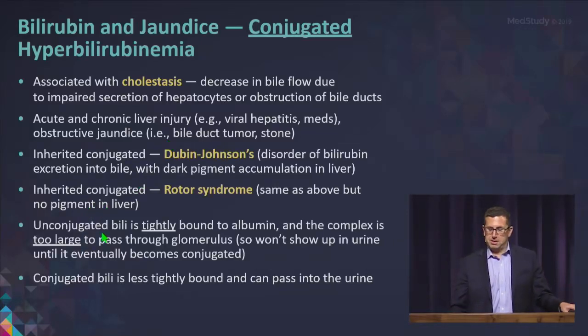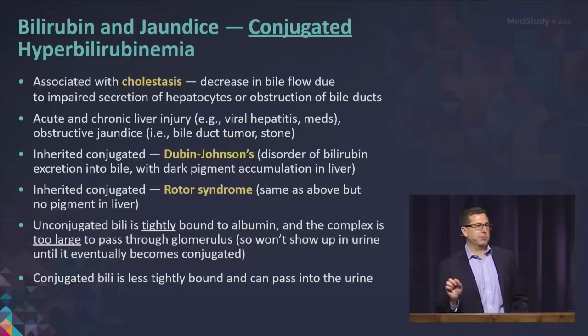Another point is that unconjugated bilirubin is tightly bound to albumin, and this complex cannot pass through the glomerulus, so it won't show up in your urine until you have conjugated bilirubin. So if you see bilirubin on your urinalysis, it's from conjugated bilirubin, not unconjugated.